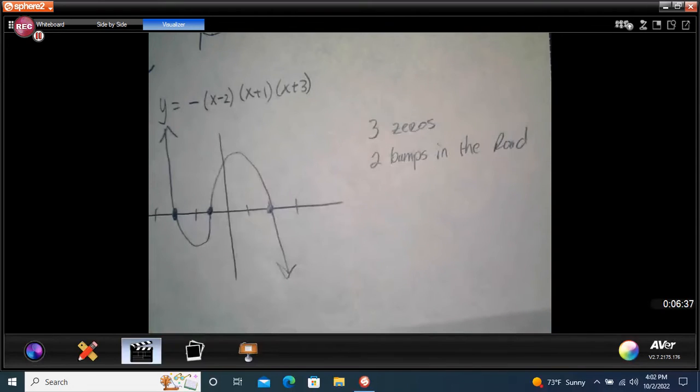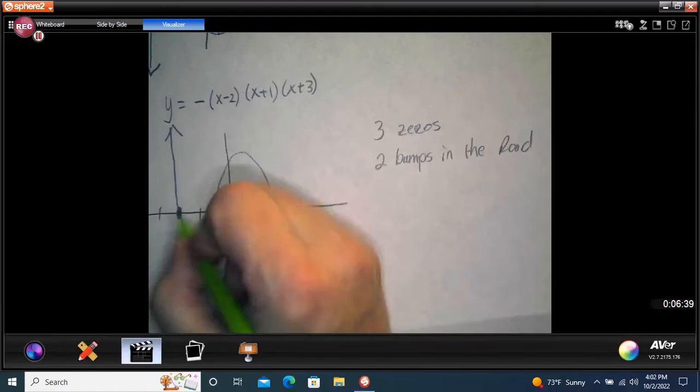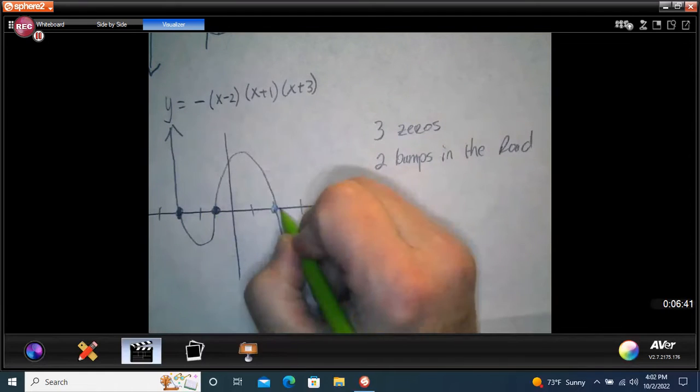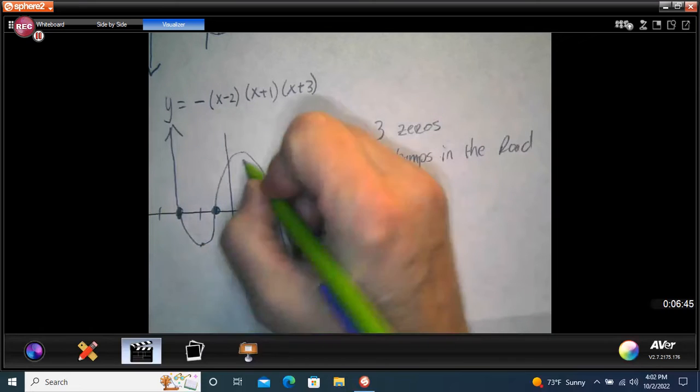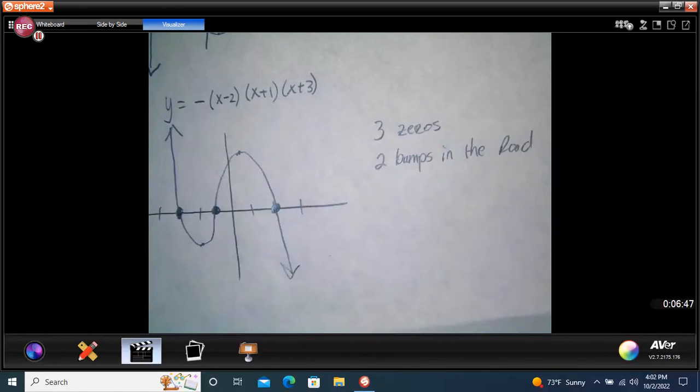Okay, 3 zeros and 2 bumps in the road. 1, 2, 3 zeros and 1, 2 bumps in the road. Okay, so a quartic would have 4 zeros and 3 bumps in the road. A quintic would have 5 zeros and 4 bumps in the road, and so on.